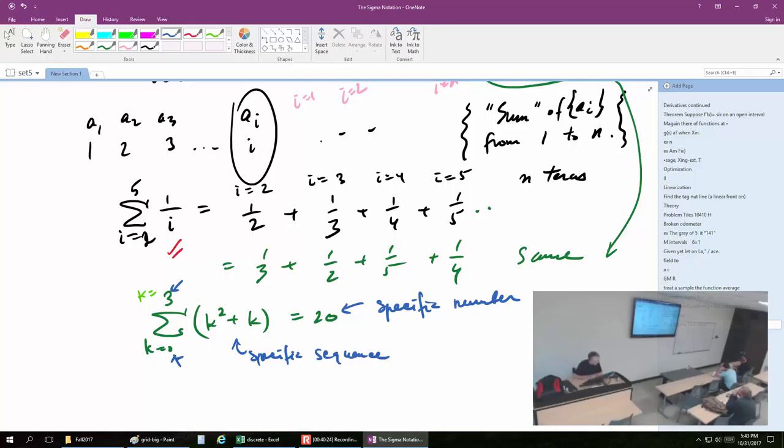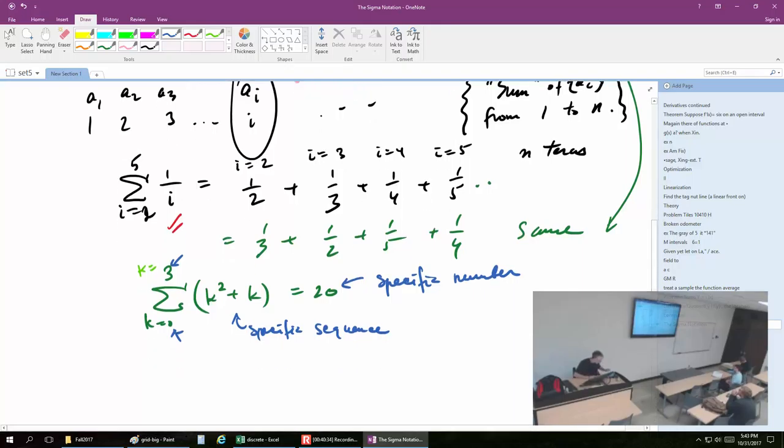So frequently we have a specific sequence here. And if it is specific, then this is a specific number. Because if everything is specified, the sequence, the limits, the part of the sequence that you're taking, also specified with those 0 and 3, then you just add them together, and in the end you have a number. So it is truly just a notation. There is nothing new mathematics to worry about here.